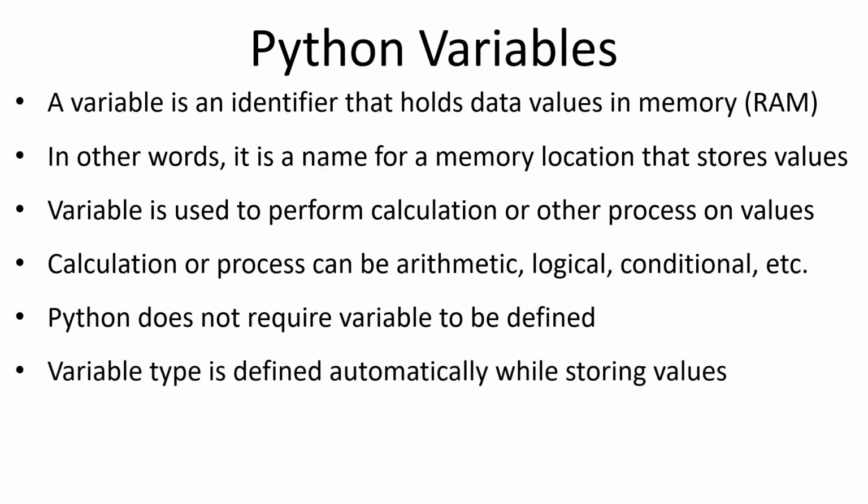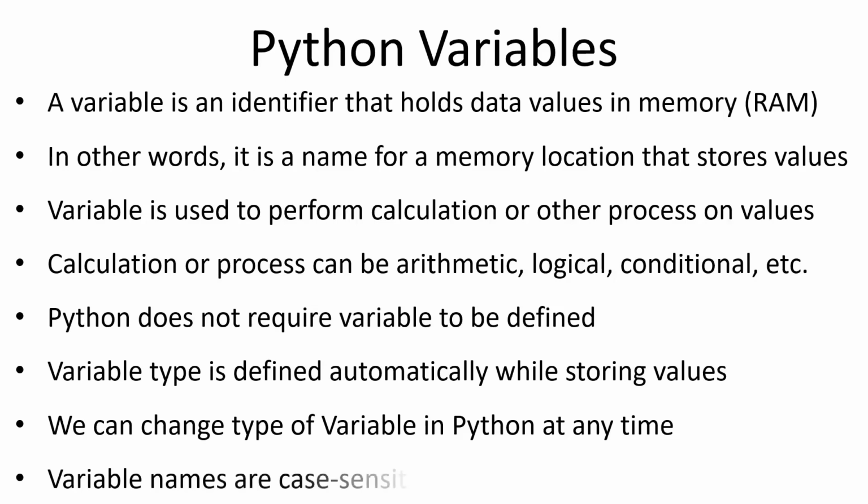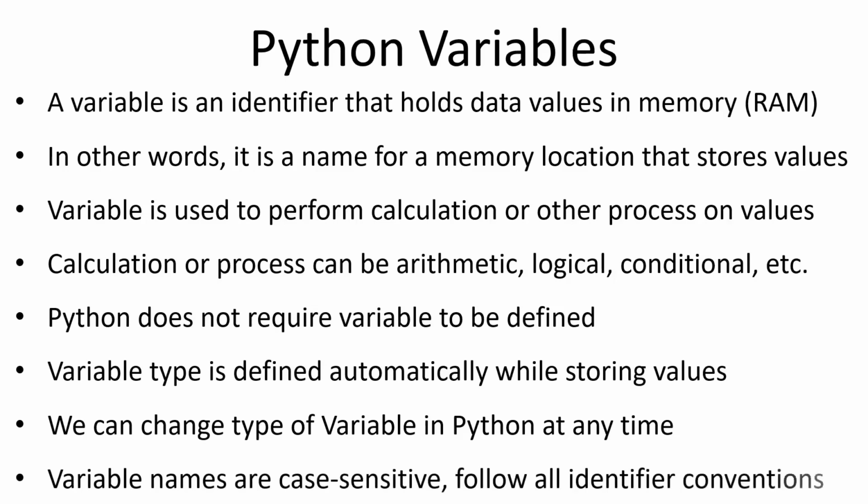on the values stored in variables. The Python language does not have a variable definition statement. The type of a variable is automatically defined when we use an assignment statement to store a value into the variable. And we can even change the type of a variable later, anywhere in a Python program.